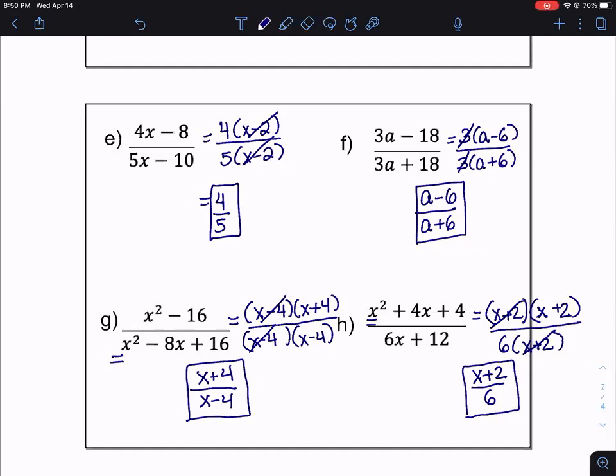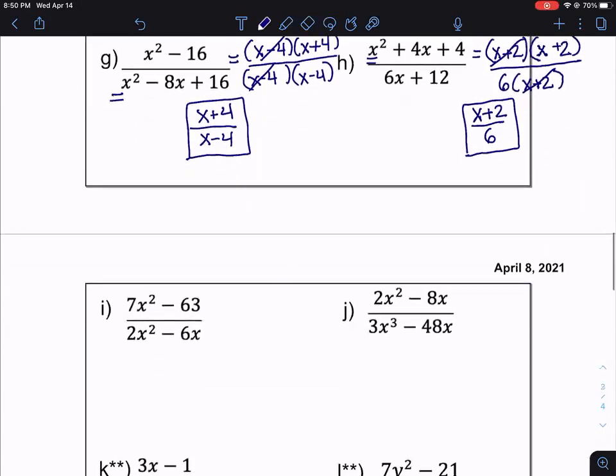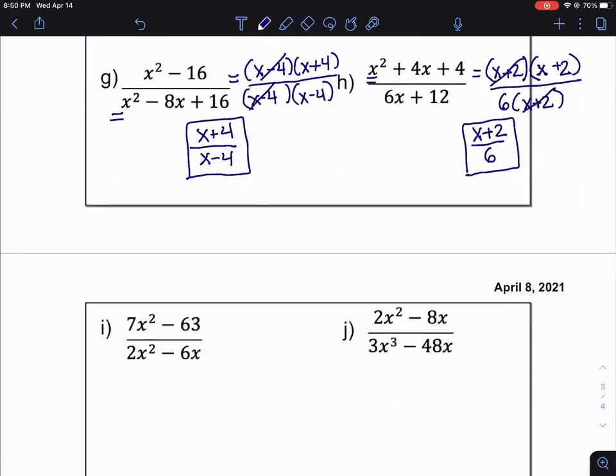Okay, so now I'm going to leave it to you guys where I'm going to show you one and then I'm going to make you try. We're going to kind of go that direction tonight. So I'm going to just scroll to this page. So I will do I, and then I will let you guys do J.